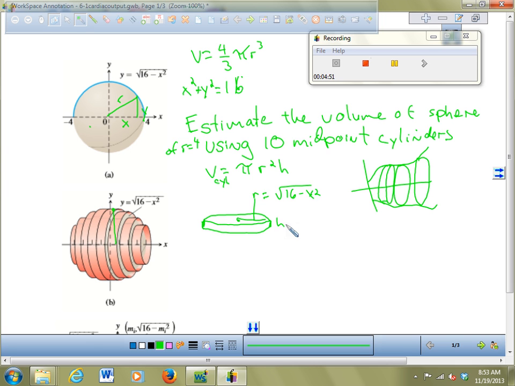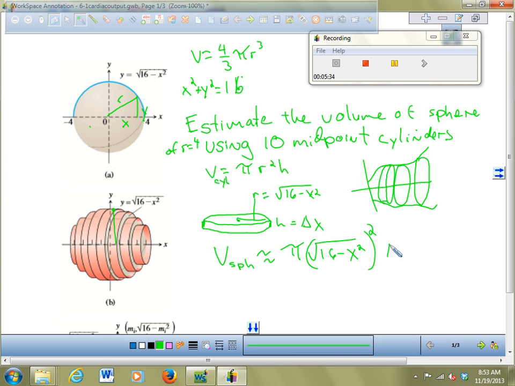And the height of one of these little cylinders is equal to delta x, which is the width of your interval. You understand that? Maybe? So if I want to estimate the volume of this, the volume of the sphere is about equal to pi times r squared, which is the square root of 16 minus x squared, squared, right?